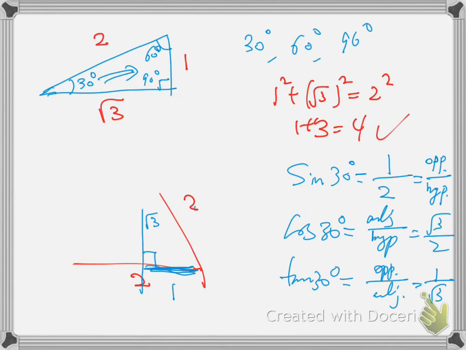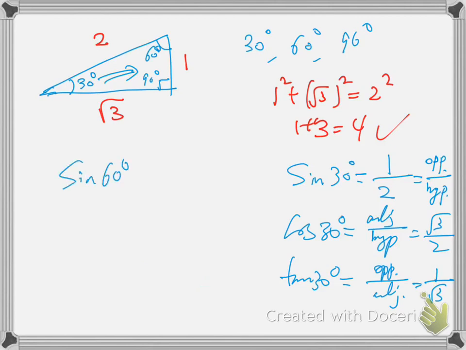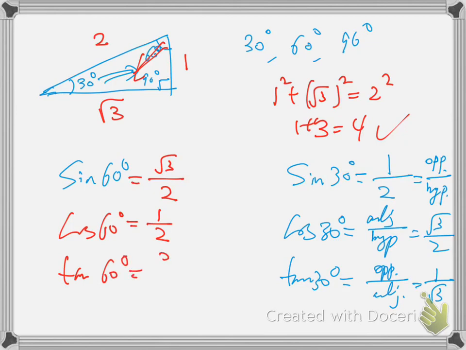Now let's look at the angle 60. Sine 60: we look at angle 60 and then look at the opposite side, which is radical 3, over hypotenuse 2. Cosine 60 is the adjacent side over hypotenuse, 1 over 2. And tangent of 60 is opposite over adjacent of the angle 60, so this is radical 3 over 1.